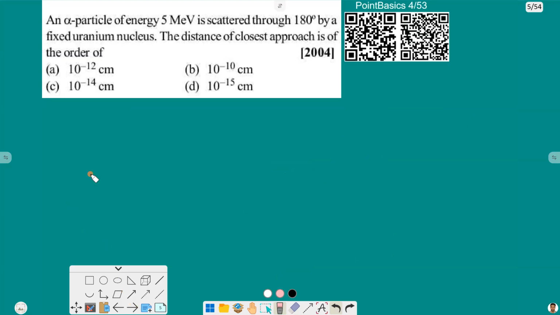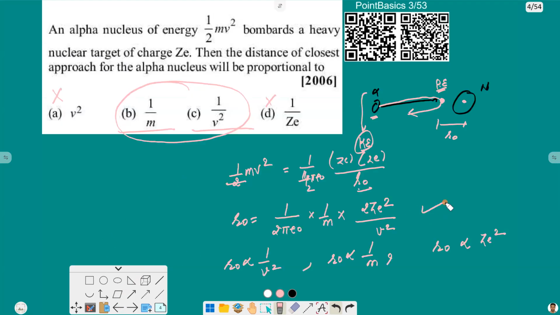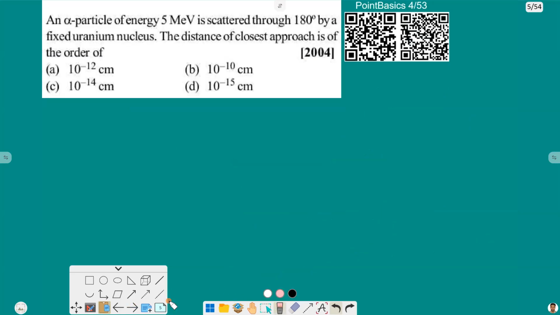Moving ahead, an alpha particle of energy 5 MeV is scattered through a 180-degree angle by a fixed uranium nucleus, find the distance of closest approach. So we just calculated the distance of closest approach in the previous one. Here, this is the distance of closest approach. So let me copy this expression and then we will substitute it. So paste, yeah. We will use this formula to calculate the distance of closest approach.